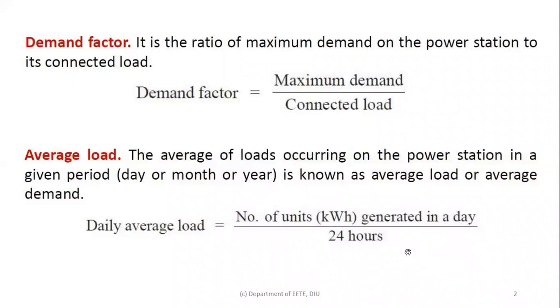That's why you can see that the daily average load is the number of units generated in the day divided by 24 hours. And we also told that the average load is always against the per hour. When you have the 24 hours on a daily basis, you get the daily average load. For monthly average load, you represent 30 into 24 hours, and for the yearly average load, you just multiply with 12 months, then 30 days into 24 hours.